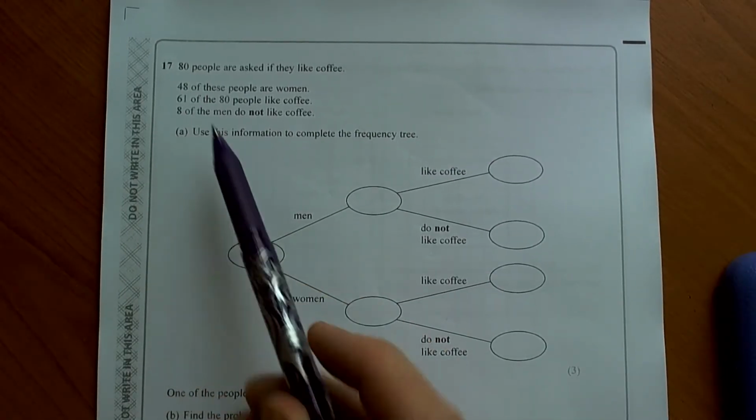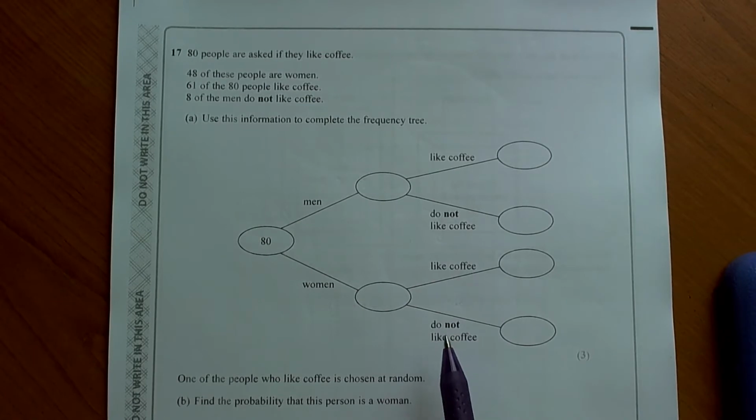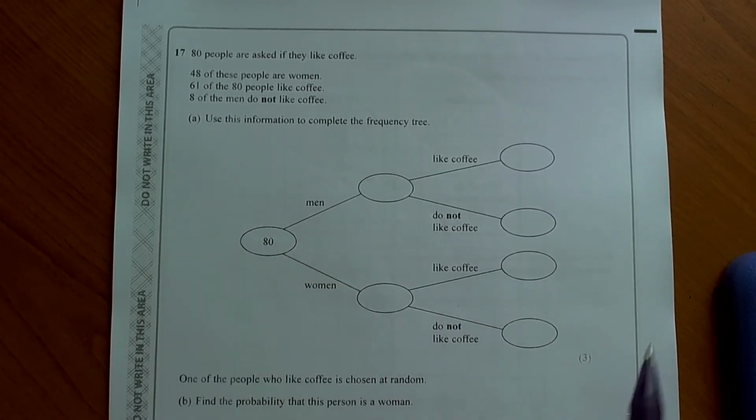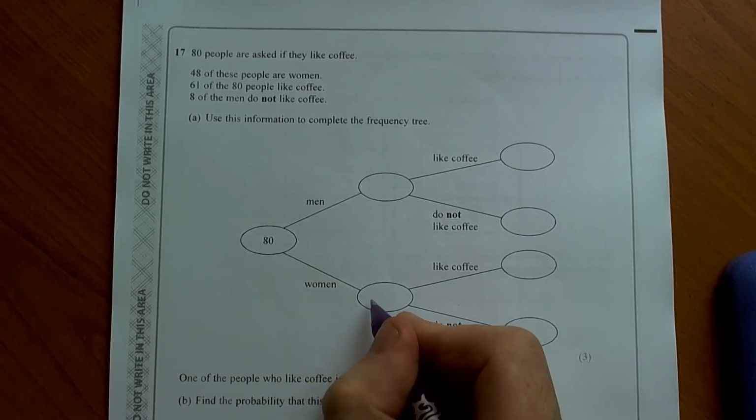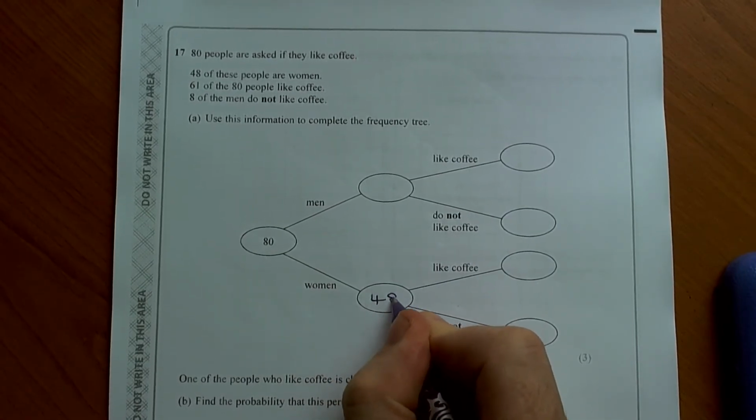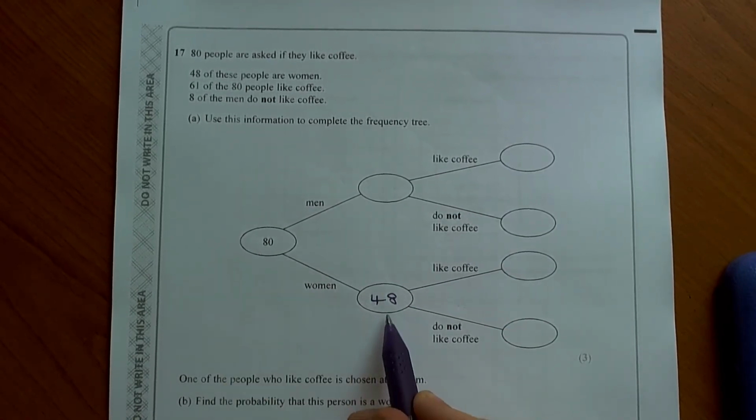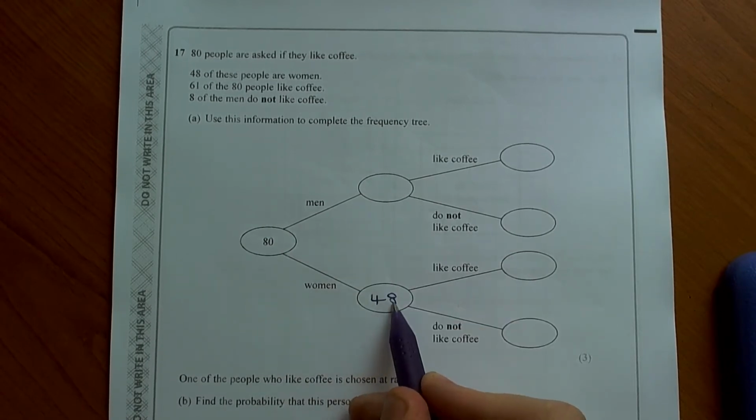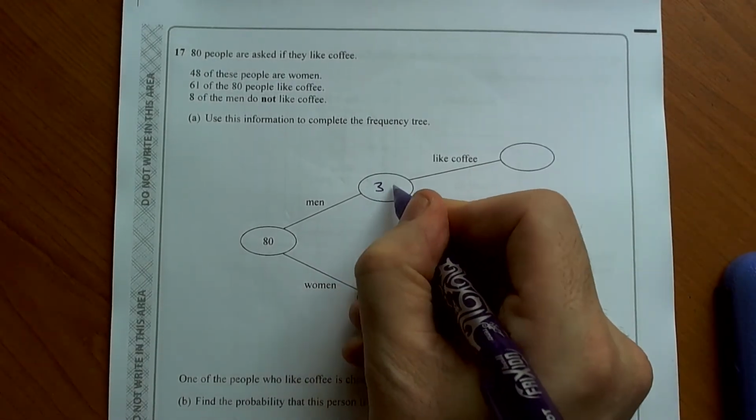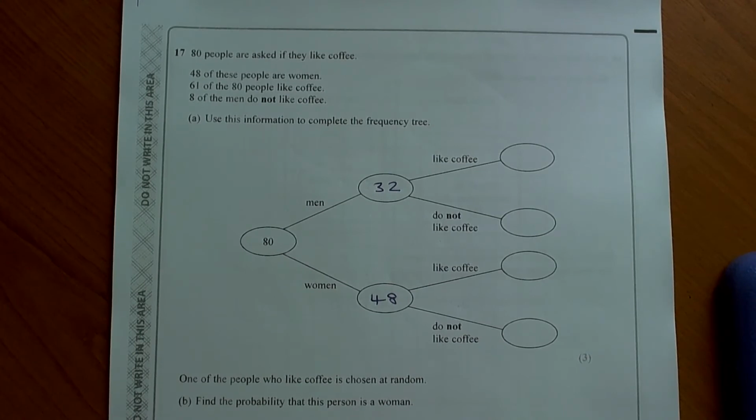Now, question 17 is asking us to fill in this diagram. So if we start, there's 80 people in total. 48 of these people are women. So I'm going to put 48 in there. So if 48 are women, the number that are men must be 32. So we've done that first bit there.